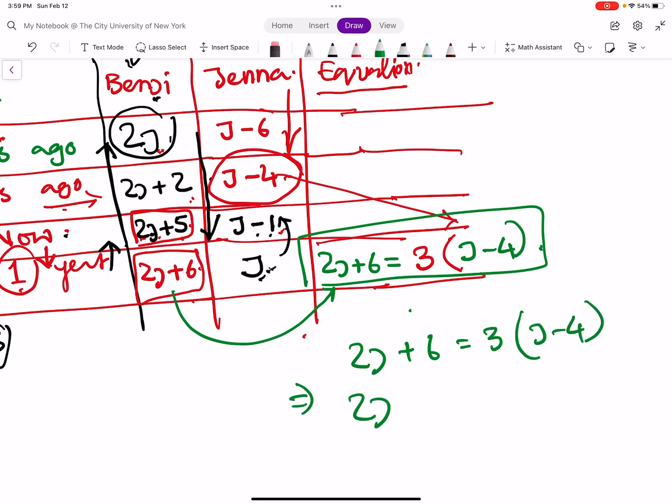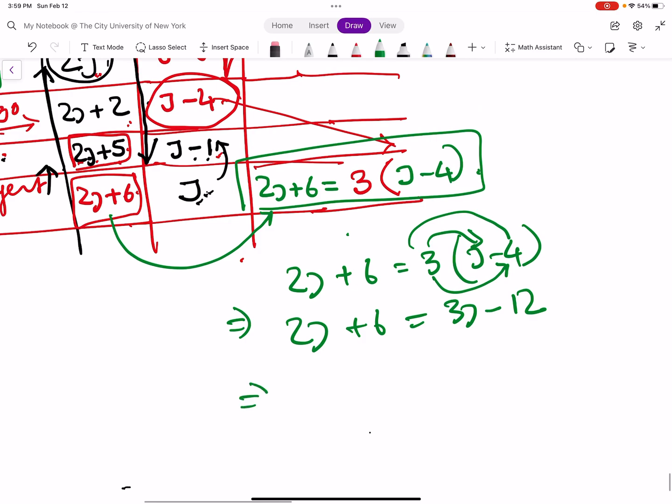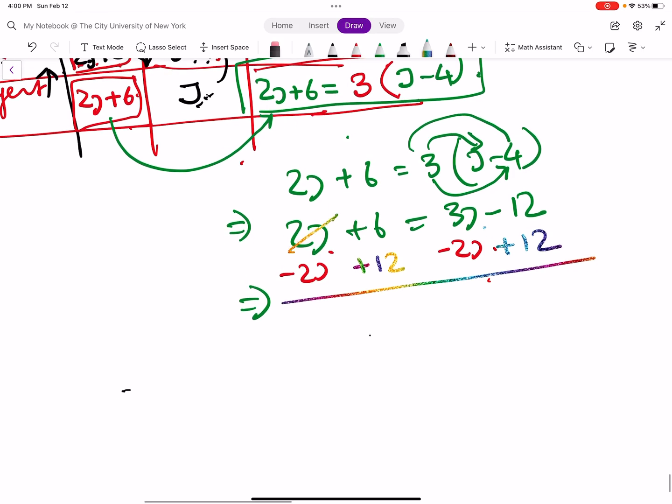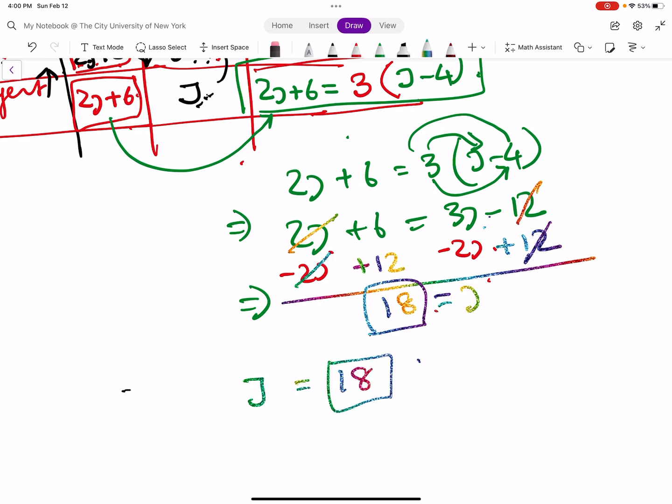So what do you do? 2j plus 6 equals, you distribute, 3j, positive, negative, negative, 3 times 4 is 12, right? So now what we need is j, right? So we see there are 3 copies. If we subtract 2j, we can get 1 copy. And since on the right hand side we want j, we cancel out this 12, right? So we add 12, addition property of equality. Subtraction property is utilized here, and it gives 18, and here we get a j and this cancels. So our j equals 18. Jenna equals 18, right?